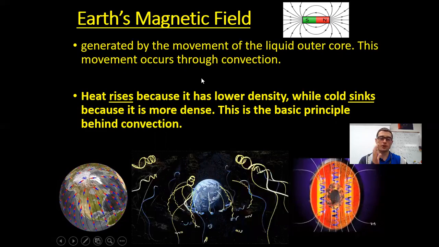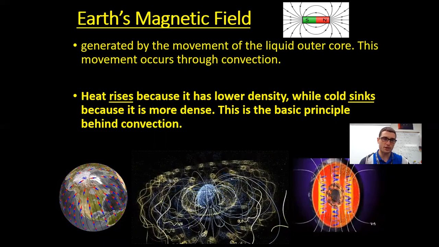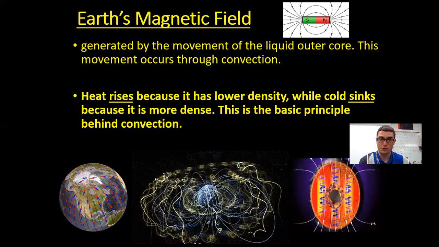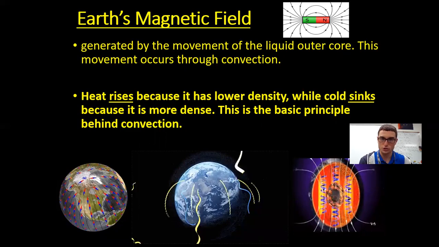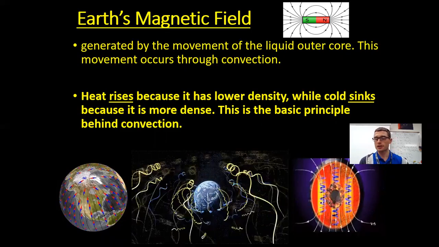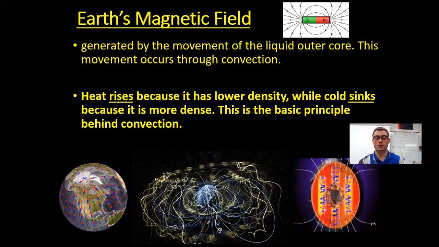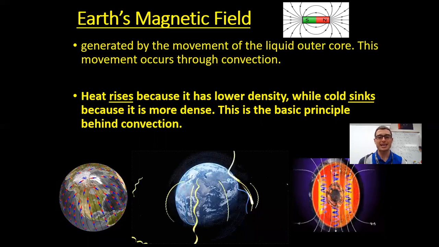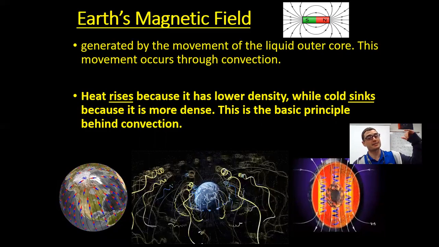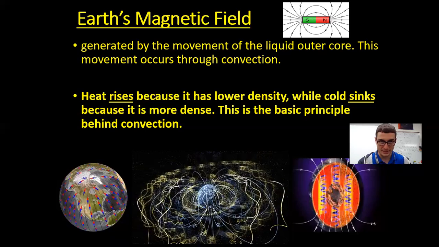So again, the Earth's magnetic field is also generated by the movement of the liquid outer core. This movement occurs through convection. Another really important topic to know is heat. How does heat work in the atmosphere, okay? Always understand, heat's going to rise because it has lower density, right?